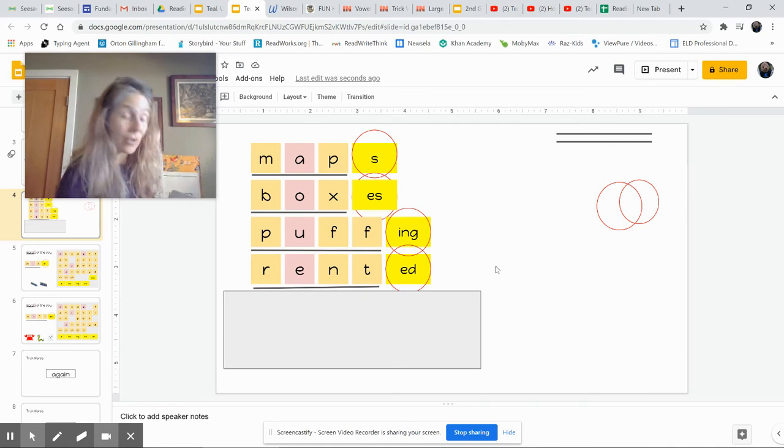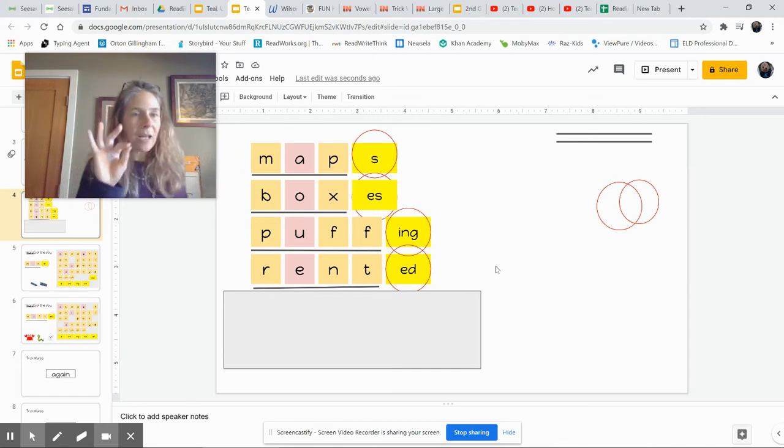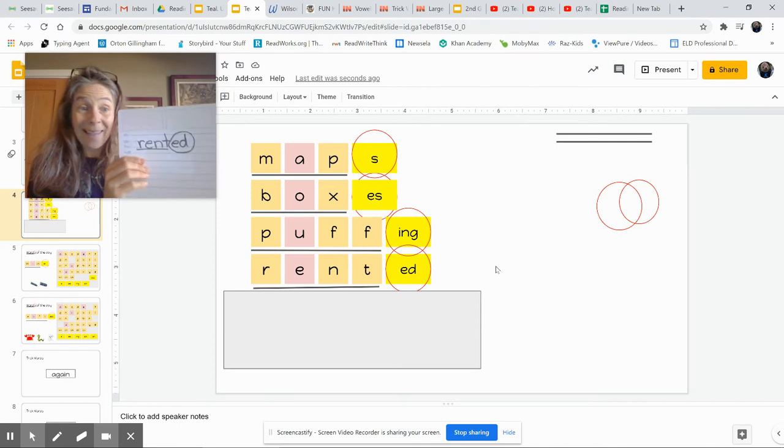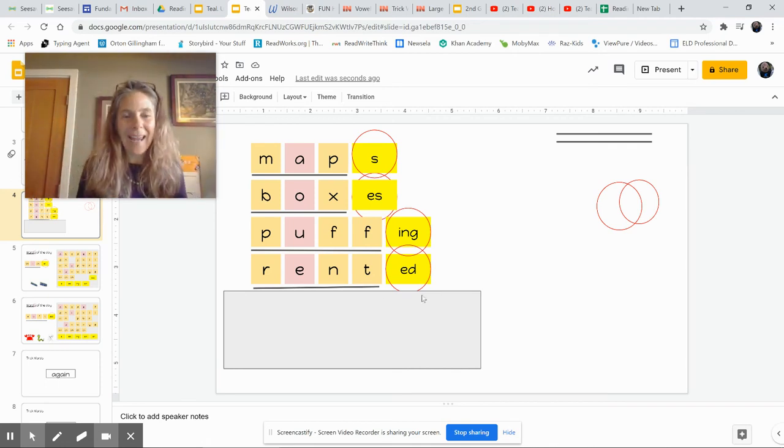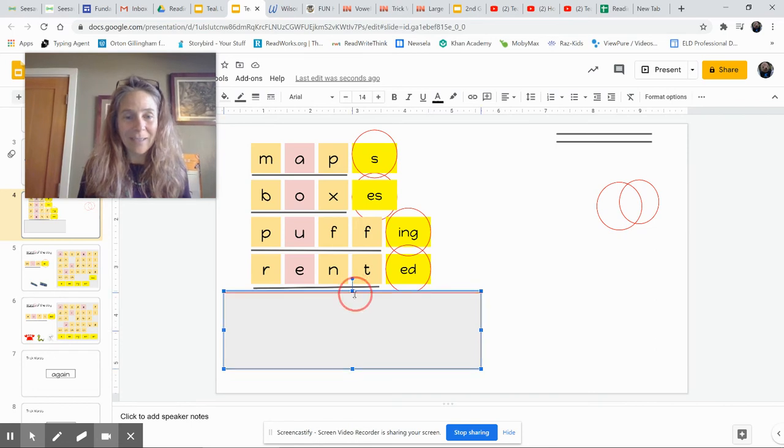Okay, try to challenge yourself. Rented. Rent, underline our base word, circle our suffix. Don't forget that blend there. The ed is a little tricky, huh? Rent. So there's 4 sounds. Great work. Does yours look like this? With 1, 2, 3, 4 letters in the base word? Right on. And then my suffix ed. Awesome. Okay, let's take a look at another one.